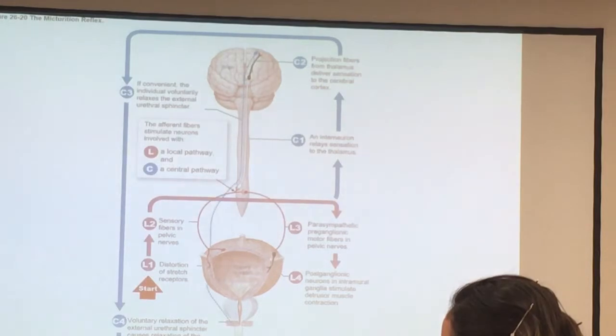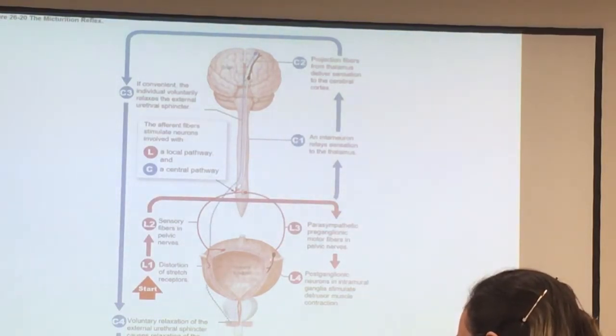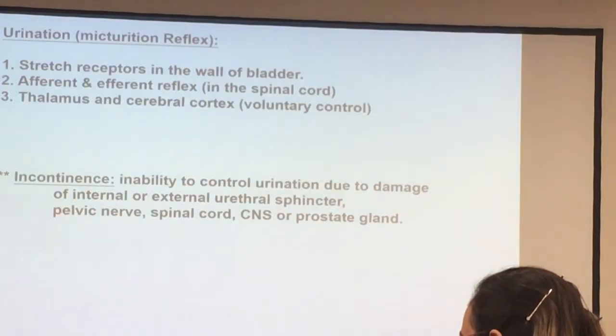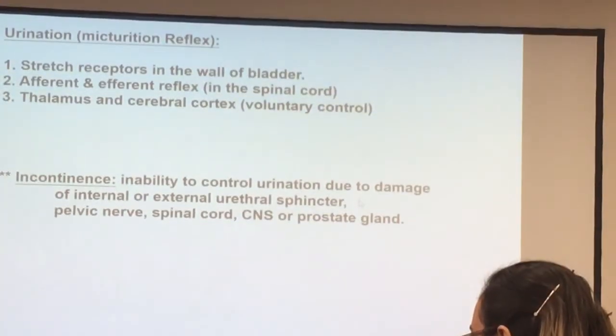Now the question we're thinking about is, what if a person had a spinal injury that cut off the nerve? What happened? This patient cannot control urination. The signals were sent to the thalamus and cerebral cortex, and we call this condition incontinence, the inability to control urination. It could be damage to the spinal cord, of course, one of them, or the internal or external sphincter, pelvic nerve, spinal cord, central nervous system, or prostate gland.